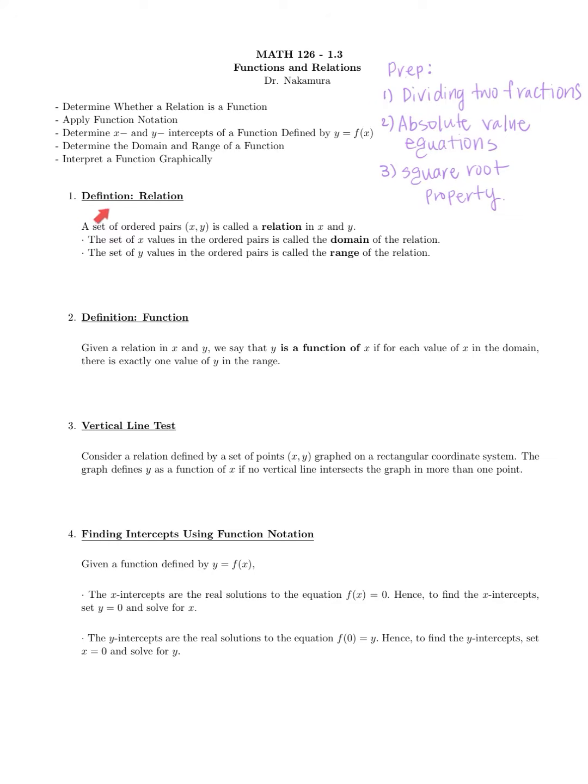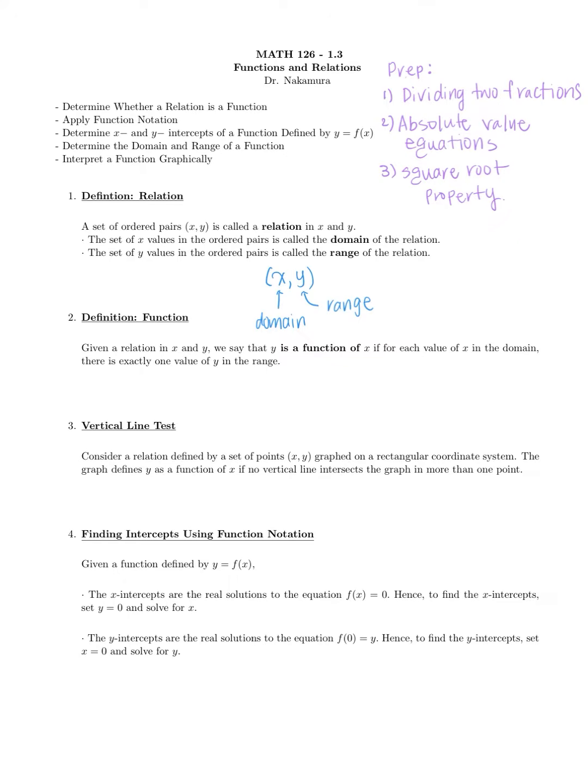So number one, the definition of a relation. It says a set of ordered pairs x comma y is called a relation in x and y. The set of x values in the ordered pairs is called the domain of the relation. The set of y values in the ordered pairs is called the range of the relation. So given an ordered pair x comma y, your x component is called the domain of the relation, and the y value is called the range of the relation.